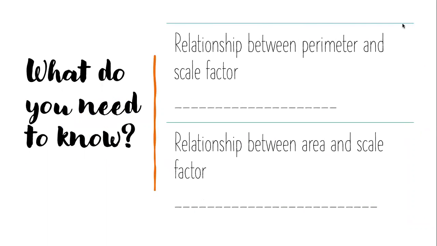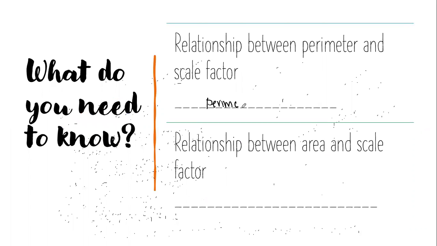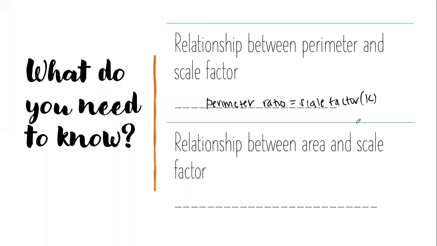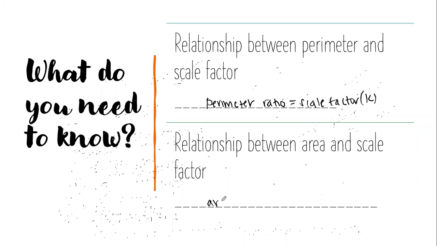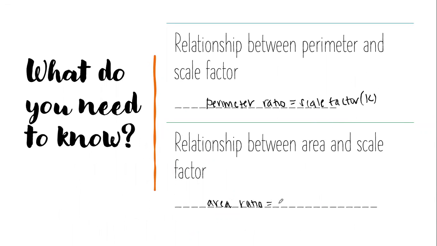So this slide says, what was the relationship between perimeter and scale factor? Well, perimeter ratio equals the scale factor. Okay. And what's the relationship between the area and the scale factor? Perfect. The area ratio is equal to the scale factor squared.